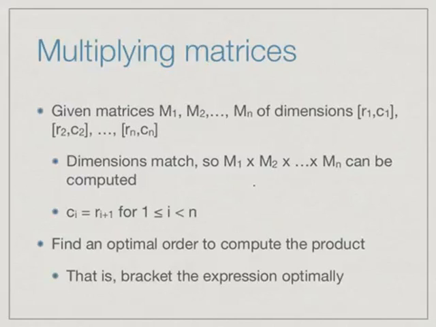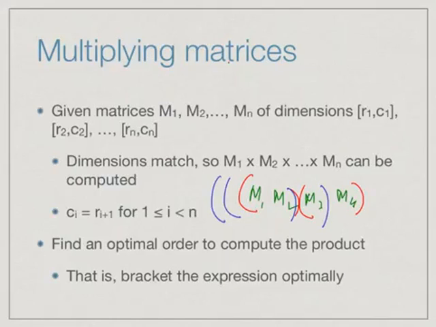Brackets are what tell us the order. When we say M1, M2, M3, M4, then one way of computing it is to do M1, M2, then M3, M4. Another way of doing it would be to do M1, M2, and then multiply that by M3 and then M4, and so on. So different ways of bracketing correspond to different evaluation orders for this multiplication. And what we want to do is calculate, without doing the actual computation, which is the best sequence in which to do this calculation so that we optimize the operations involved.